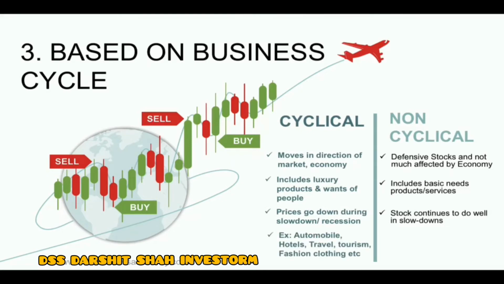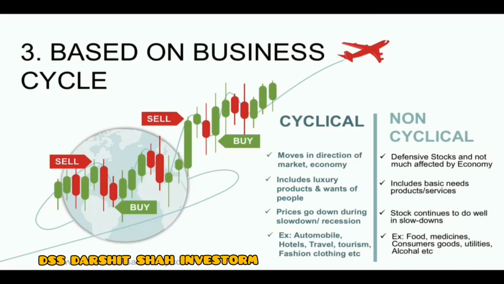A few examples of cyclical industries can be automobiles, hotels, travel, tourism, fashion, clothing, etc. So when the economy is doing good, people invest a lot of money in buying a new car, traveling, or hotels, tourism, etc. But when the economy is not doing good, they may restrict themselves from traveling abroad or spending a lot of money on automobile, tourism, fashion, clothing, etc. On the other hand, a few examples of non-cyclical stocks can be food, medicines, consumer goods, utilities, even alcohol.